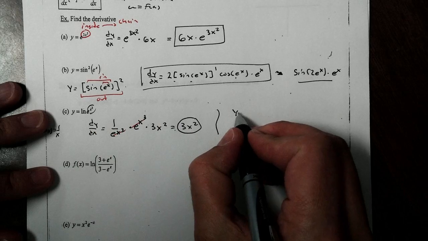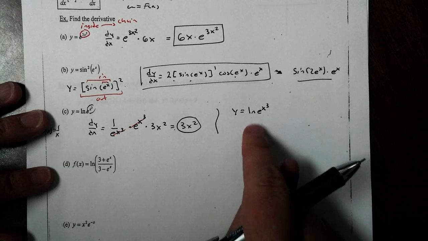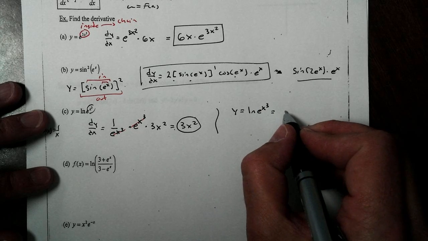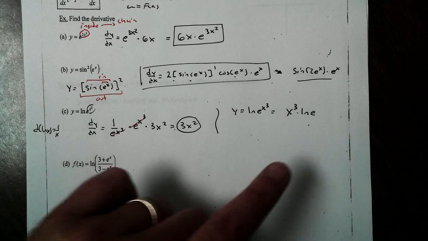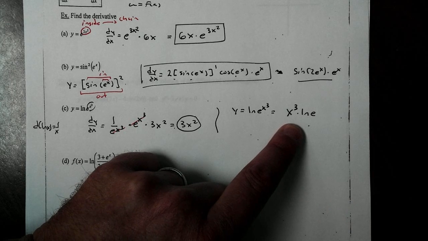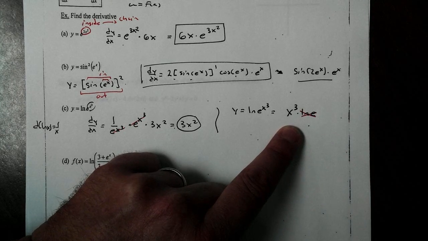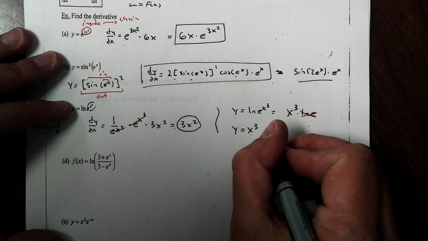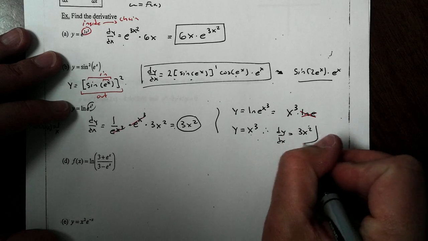I could write it this way, the natural log of e to the x cubed. Use your properties. This is just x cubed times the natural log of e. Now, I could use product rule here. However, we should remember the natural log of e is just 1. That cancels. So we're really just left with the function y equals x cubed. Therefore, the derivative is 3x squared.